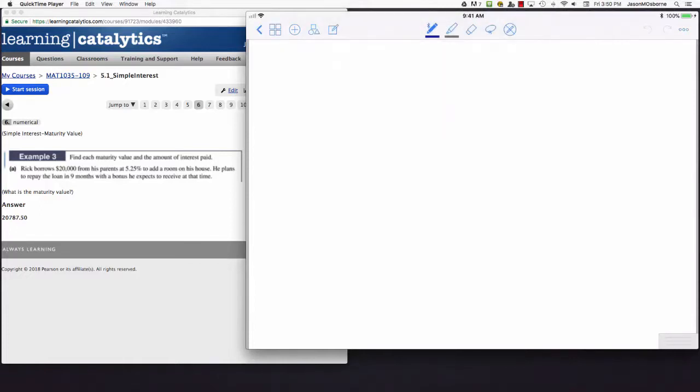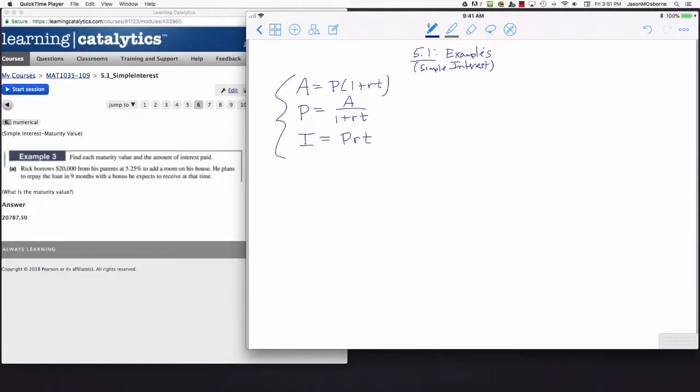In this video, we're going to look at a couple more examples from section 5.1. Section 5.1 is on the simple interest idea. And there are three formulas that are relevant in this section: the future value form of the investment equation, the present value form of the investment equation, and the interest payment form in simple interest.